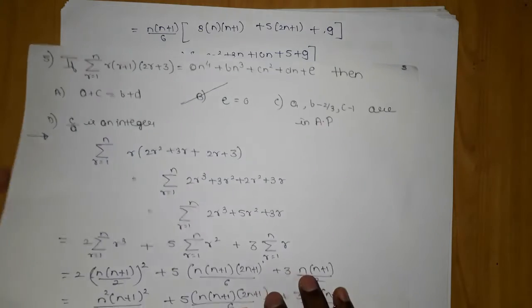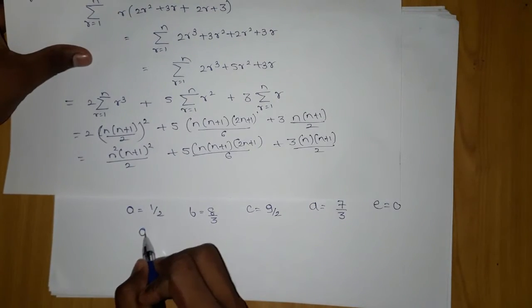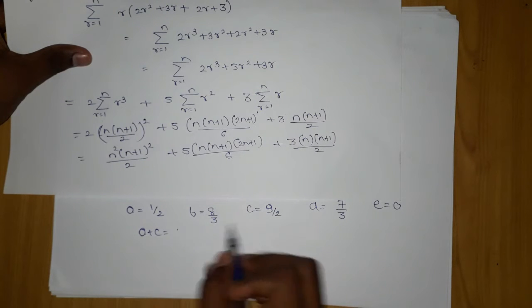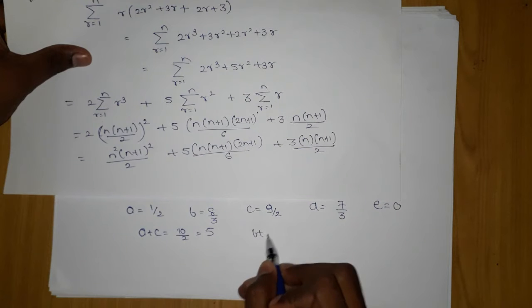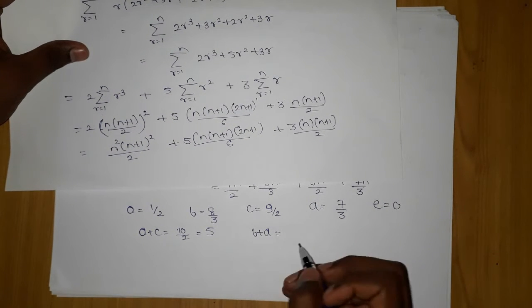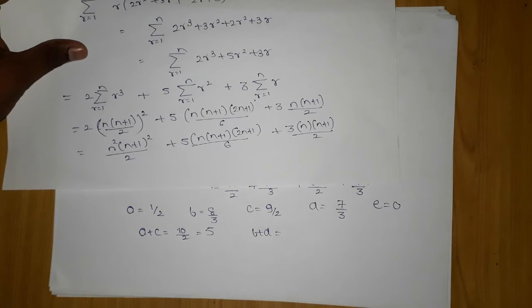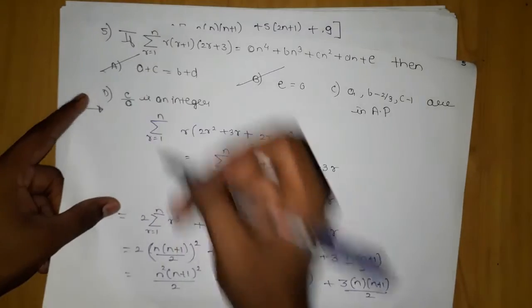Now we have to verify the other options, that is a plus c. a plus c is nothing but 9 by 2 plus 1 by 2, which is 10 by 2, which is 5. Similarly b plus d is what? b plus d is 8 by 3 plus 7 by 3. Since the denominator is the same, we directly add them, giving me 15 by 3, which is 5 again. So the first one is also verified, which is correct.